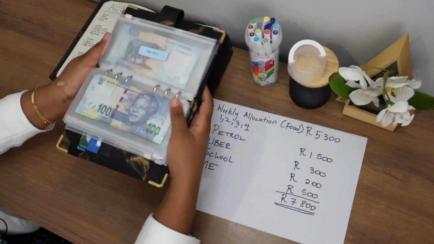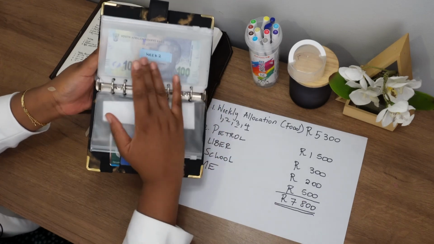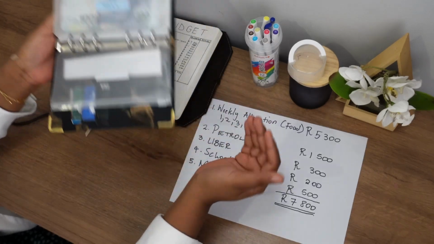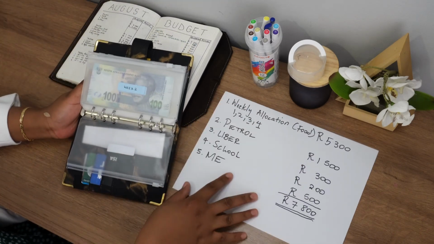But another way you can do it is just having normal envelopes and putting titles on them, saying okay, it's going to be for petrol, it's going to be for Uber, for school. That is the simplest way you can go about starting with this.